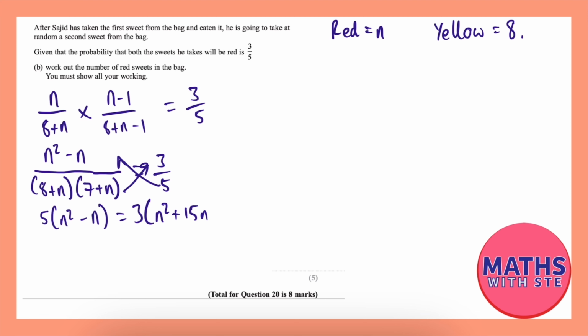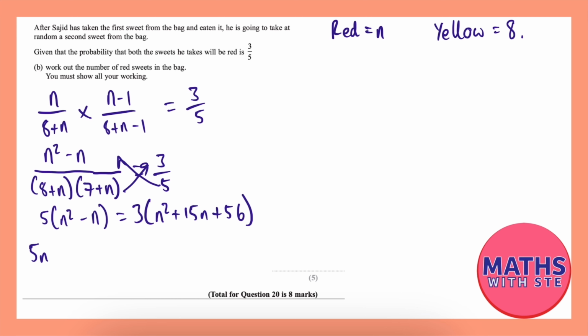And what's 8 times 7? It's 56, isn't it? Plus 56. Okay. Doesn't look very nice, but it's getting there, isn't it? Okay, I'm just going to expand these brackets out to make it so that we've got rid of all the brackets now. So 5 times n squared is 5n squared.